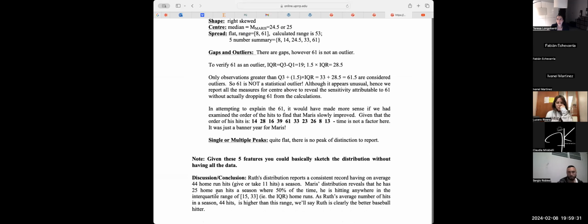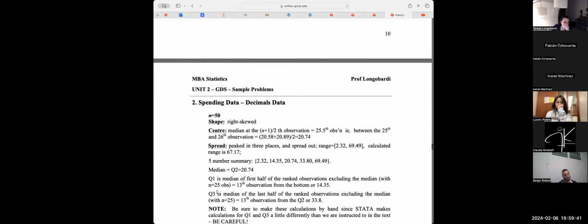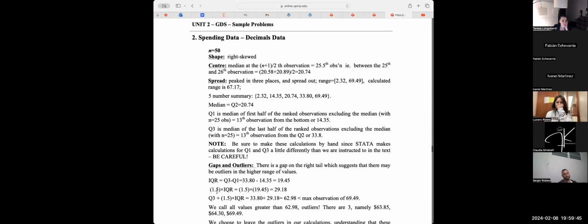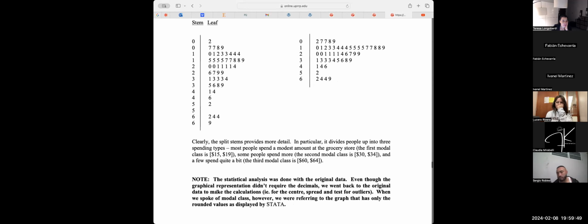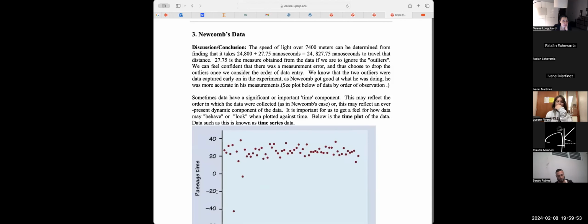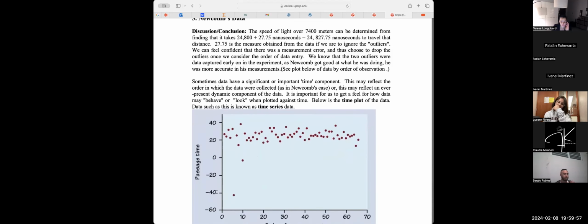So you'll find in this document more conclusions. We did this one last class, the spending data, with the additional comments. And then here are Newcomb's data. From Newcomb's data, I derive or develop the histograms.